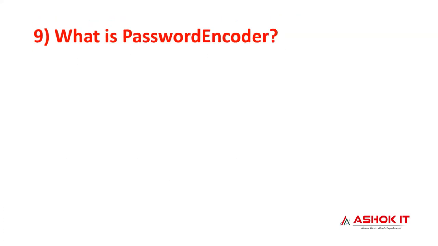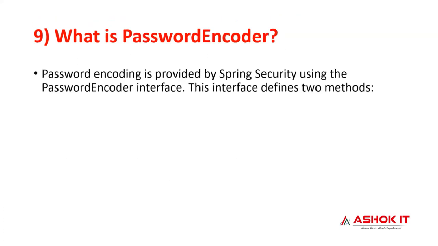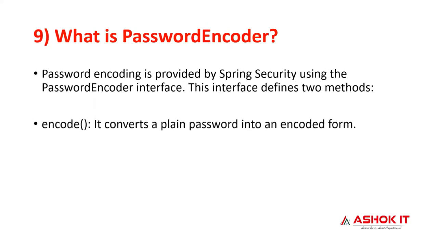Question number 9. What is password encoder? Password encoder is actually an interface. This is given by Spring Security. It has two simple methods. One is encode. At the time of registering the user, they will give plain text as a password that is passed to the encode method. That is, the encode method will convert it into unreadable format and store it in the database.